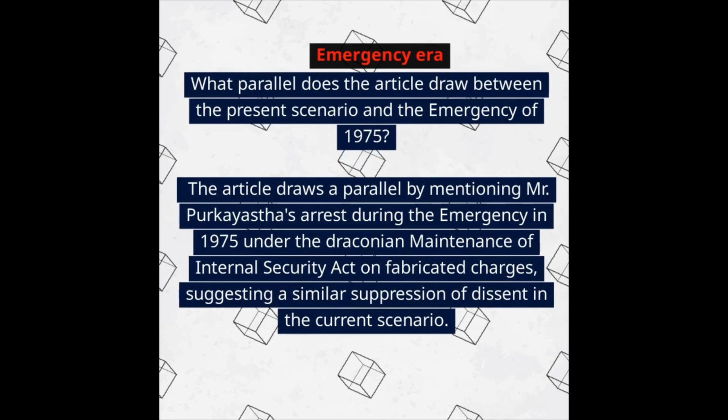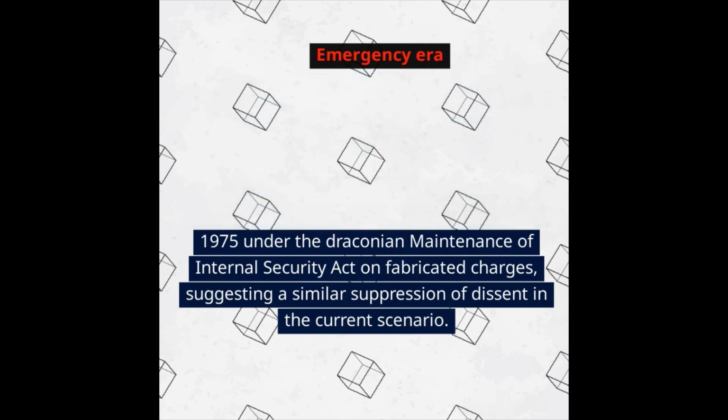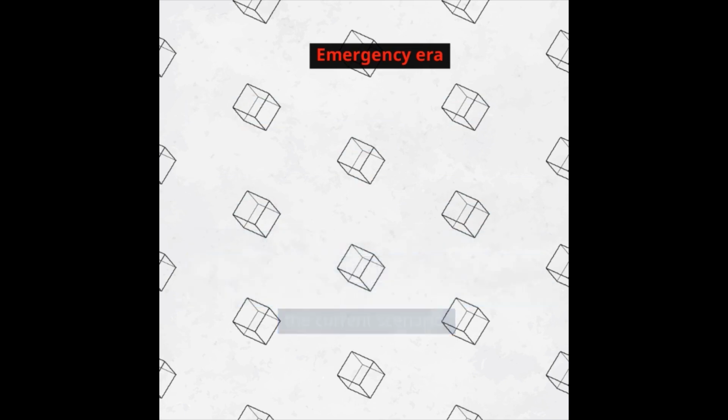What parallel does the article draw between the present scenario and the emergency of 1975? The article draws a parallel by mentioning Mr. Purkayastha's arrest during the emergency in 1975 under the draconian Maintenance of Internal Security Act on fabricated charges, suggesting a similar suppression of dissent in the current scenario.